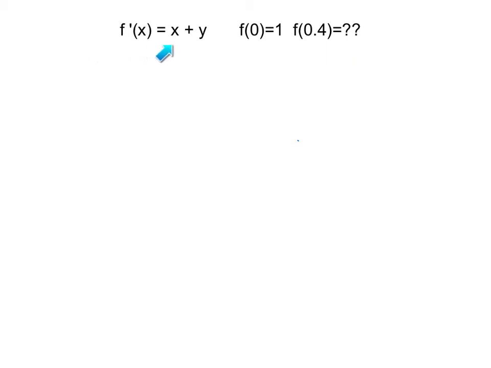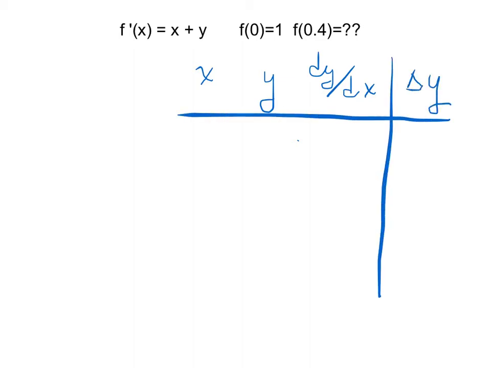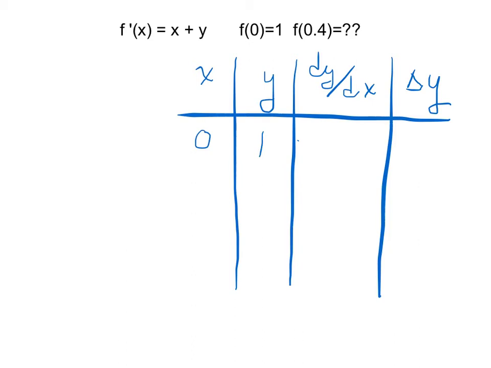Now we could draw the slope field and visualize the solution, but today I want to work numerically using Euler's method. So we're going to do that by making a chart, and it will have 4 columns, and the headings for the columns will be x, y, dy/dx, and delta y. And I'll make columns for each of those. And we're going to start at the point (0, 1), and we're going to move through the slope field.